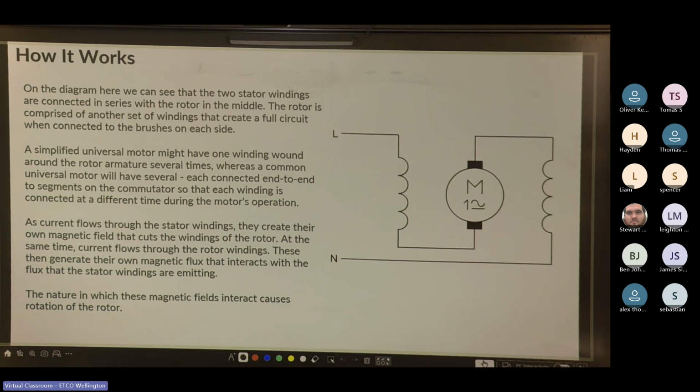universal motor will have several, each connected end-to-end to segments on the commutator, so that each winding is connected at a different time during the motor's operation. As current flows through the stator windings, they create their own magnetic field that cuts the windings of the rotor. At the same time, current flows through the rotor windings. These then generate their own magnetic flux that interacts with the flux that the stator windings are emitting. The nature in which these magnetic fields interact causes rotation of the rotor. Cool.